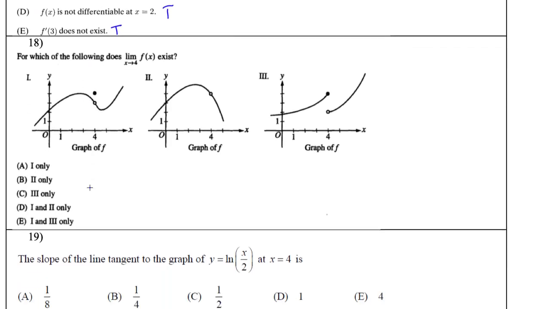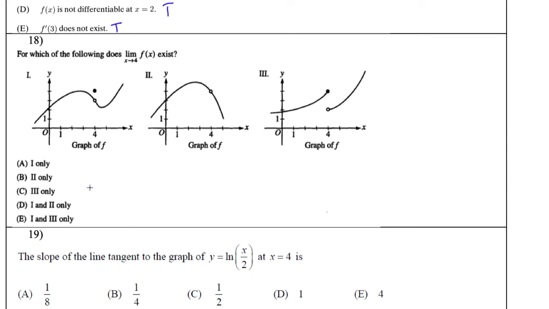Number 18. Again, this is a copy-paste from the last test. Which of the following does the limit as x approaches from both sides exist when I'm talking about f of x? Both sides. The left and the right height go to the same height. Good. Left and right go to the same height. Left and right do not go to the same height, so it's only 1 and 2. Correct answer is D.